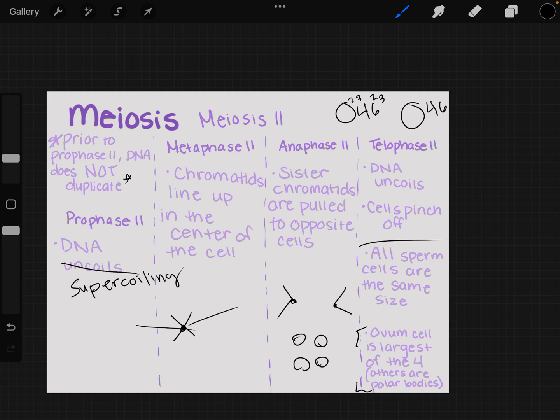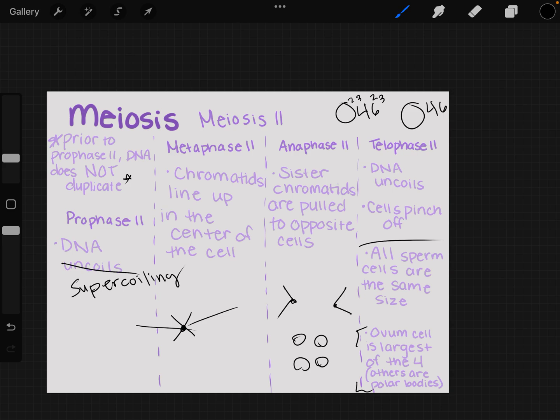The unlinked genes segregate independently as a result of meiosis. This is, again, another way that genetic variation can happen. The sisters could be pulled in whatever direction they so please. So, crossing over we'll talk about later.